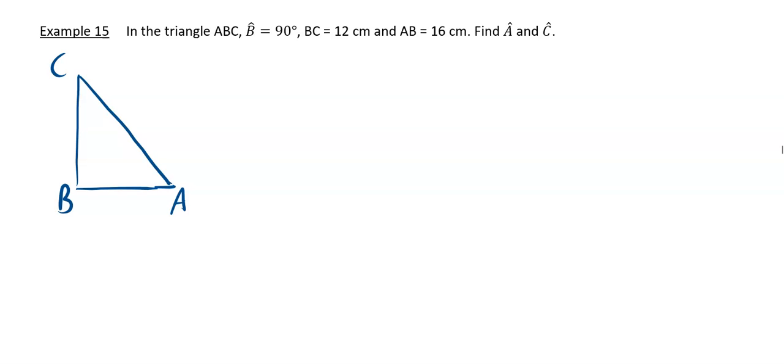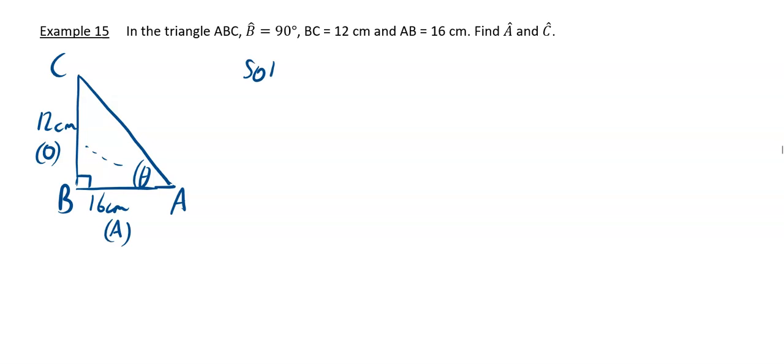Then read the question again. It says BC is 12 centimeters, so that's 12, and give the units as well, 12 centimeters. AB is 16 centimeters, and mark that on your right angle triangle. It says find the angle at A, so there's my angle at A. I'm going to call it theta. I'll find it first, and then hopefully I can find the angle C fairly easily as well. So my 12 would be my opposite, and the 16 would be the adjacent.